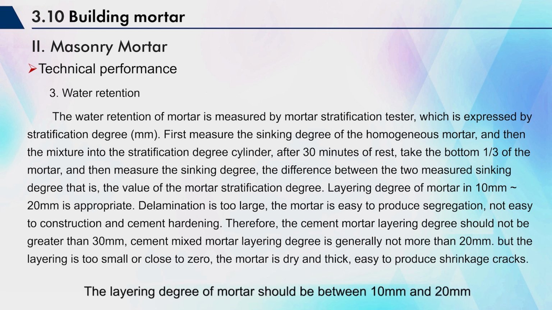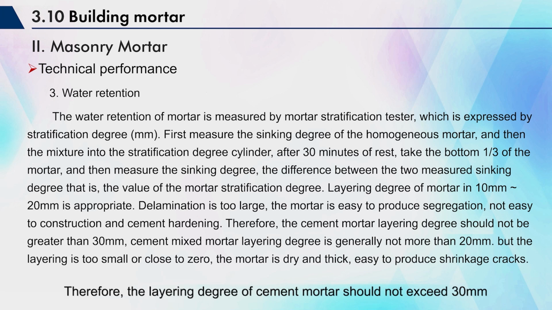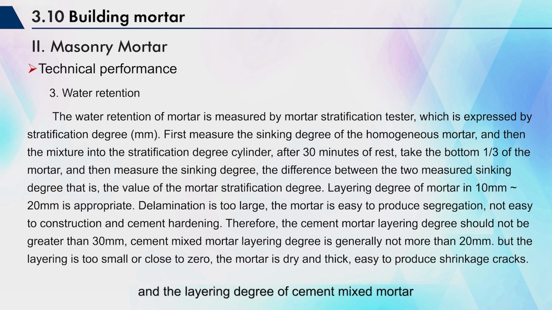The layering degree of mortar should be between 10 mm and 20 mm. If the layering is too large, the mortar is prone to segregation, making it difficult for construction and cement hardening. Therefore, the layering degree of cement mortar should not exceed 30 mm, and the layering degree of cement mixed mortar should generally not exceed 20 mm. However, if the layering is too small or close to zero, the mortar will become dry and thick, which can easily lead to shrinkage cracks.